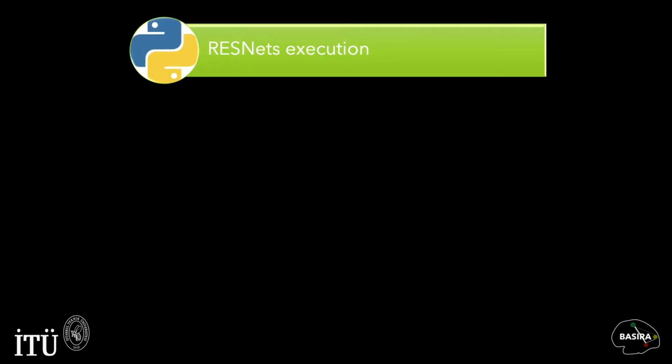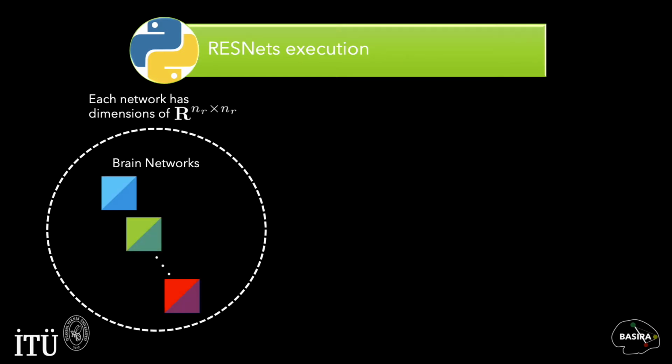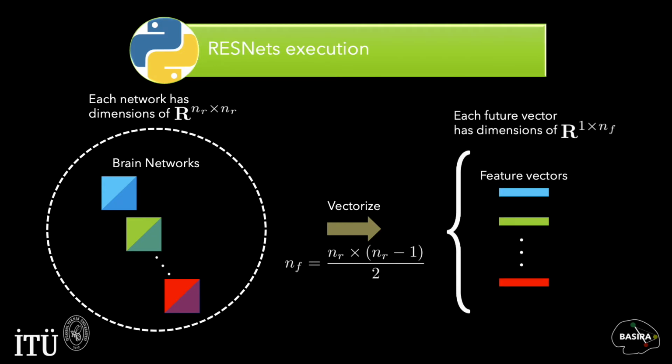First of all, in order to use our framework, you need to use feature vectors, which are a flattened version of brain networks. Therefore, first you have your brain networks NR by NR. NR denotes the number of regions of interest. Then, you vectorize them into vectors which have the length of NF, calculated by the given formula. At the end, you have your feature vectors which can be used in RESNets.